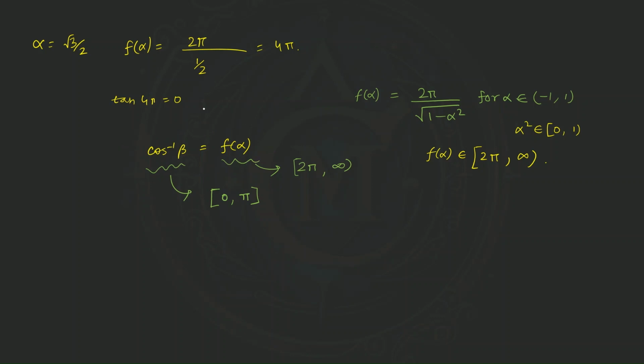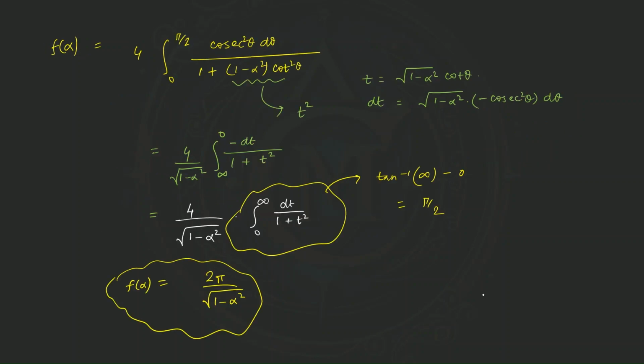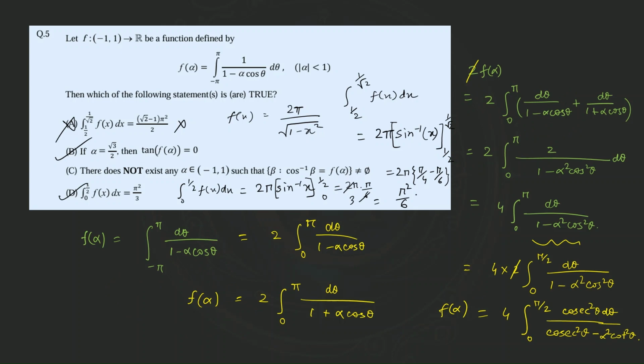Because the ranges are different. If both sides are to be the same, then we have to have some intersection of their ranges, right? So there is no such beta. So beta belongs to the null set, right? So we can say there does not exist any alpha such that this equation has a solution. So this option is also true. So option B, option C, and option D will be the correct options for this question.